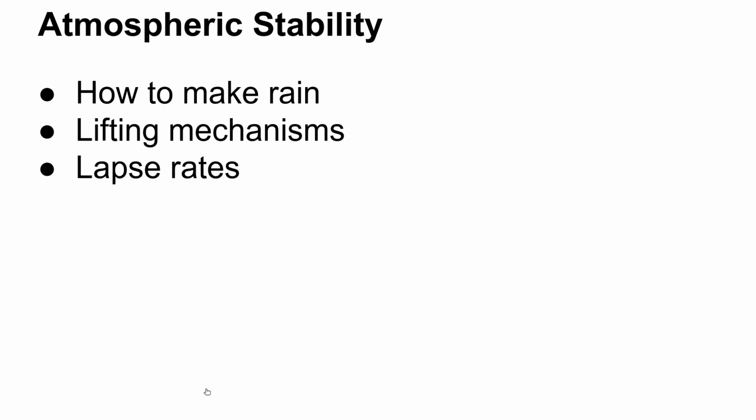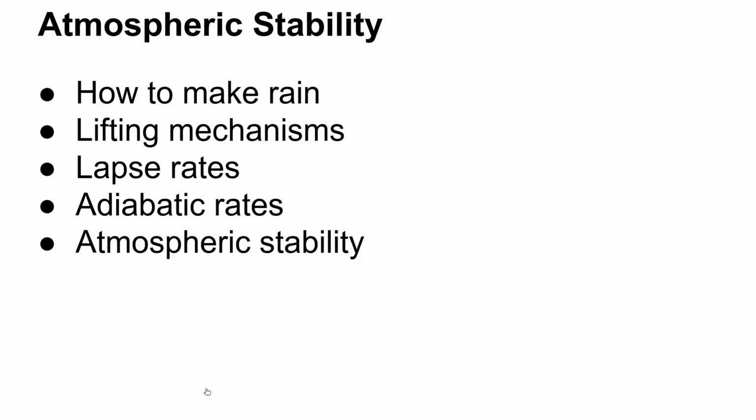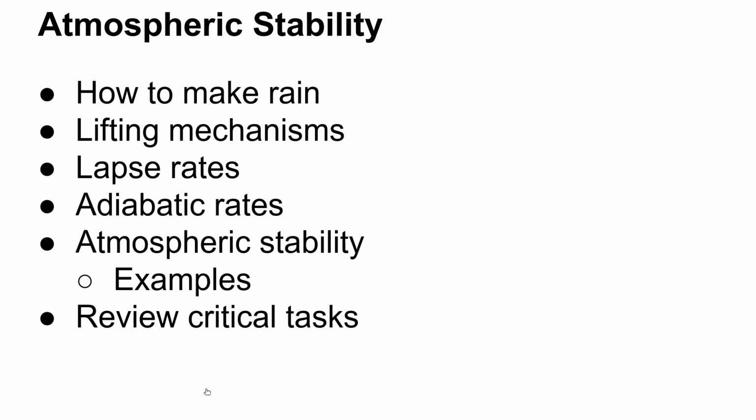Those are the rate of change of temperature of the atmosphere as it just sits there, as opposed to the adiabatic rates. The adiabatic rates apply to moving parcels of air, so the physical processes going on are completely different in the cooling with the lapse rates and the adiabatic rates. We'll talk about atmospheric stability, what it means. We'll look at some examples. We'll review the critical tasks, and then we'll go over some more examples of how to actually do these problems.